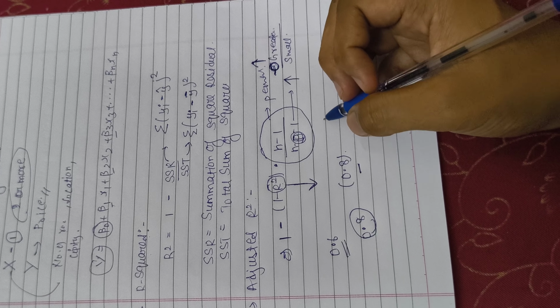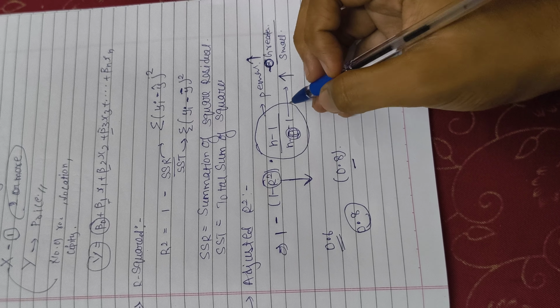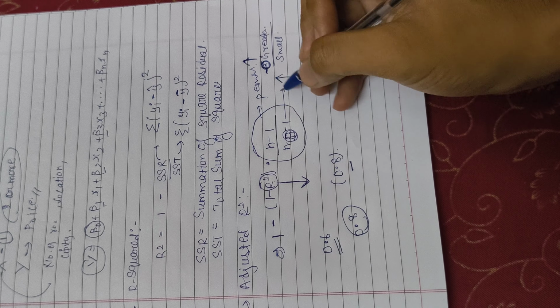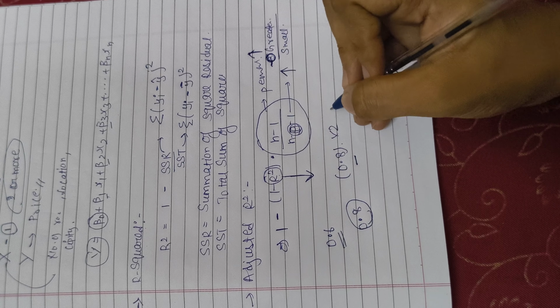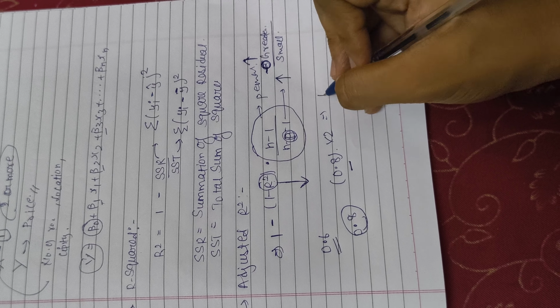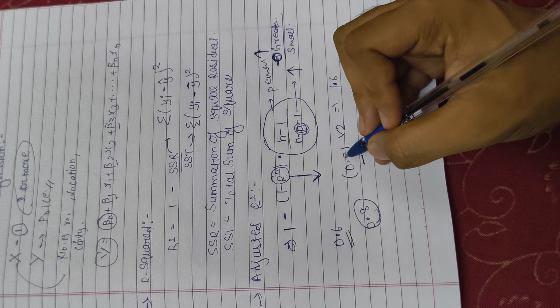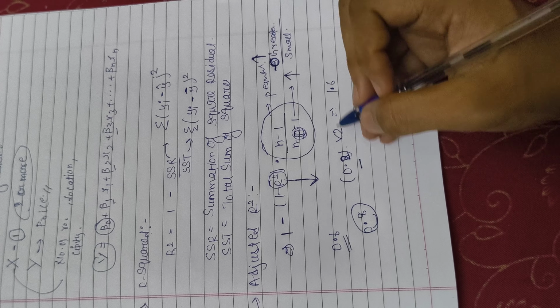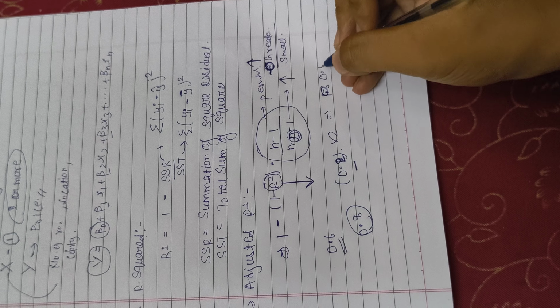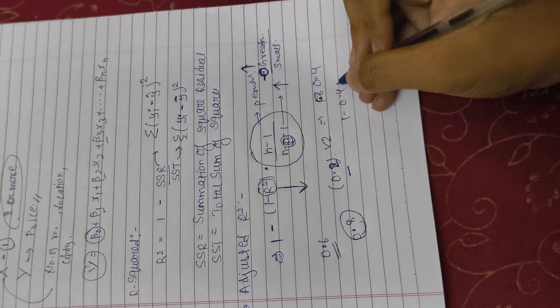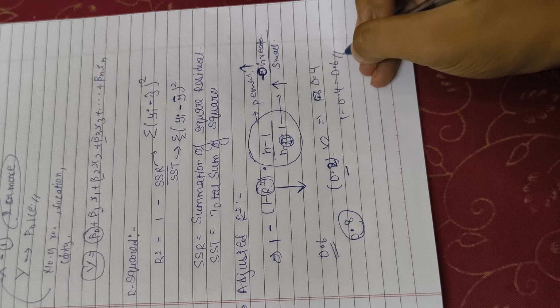Okay, then what will happen? Suppose my penalty value in this case was 2, so 1 minus 0.8, it will come out to be 0.2. 0.2 into 2, that will be 0.4. 1 minus 0.4, that will be 0.6, which will be the adjusted R square.